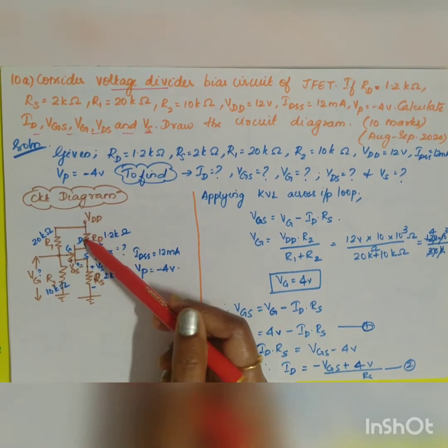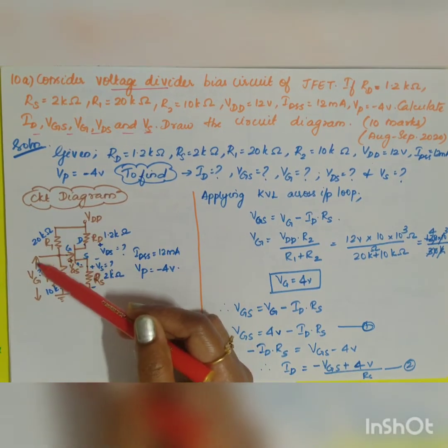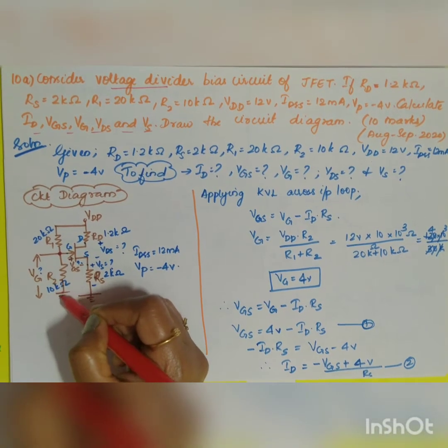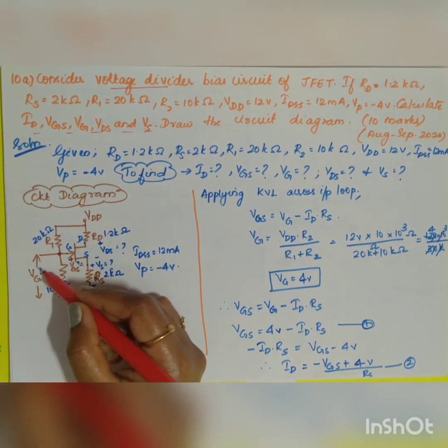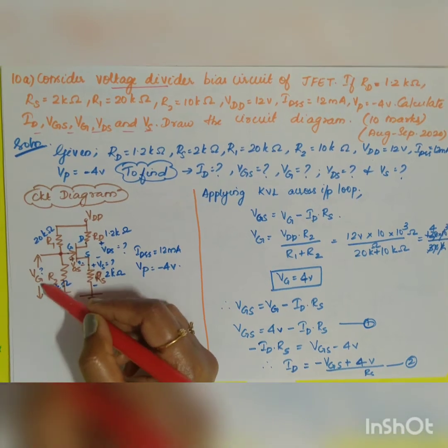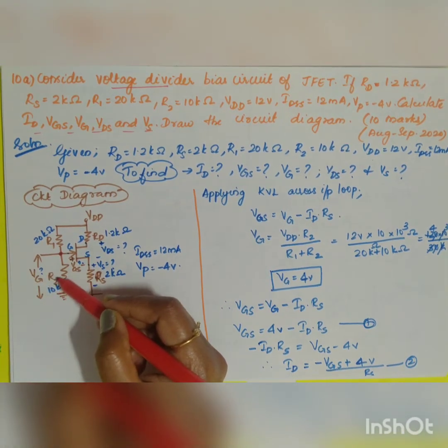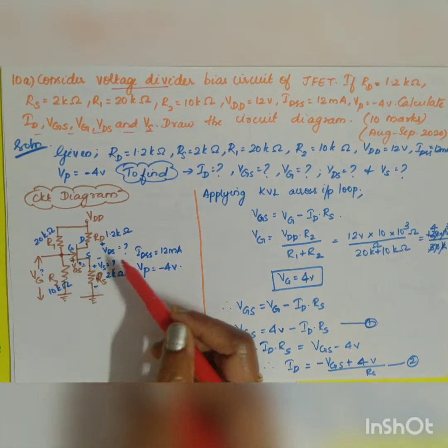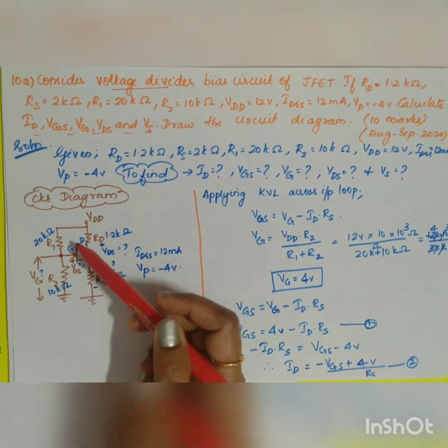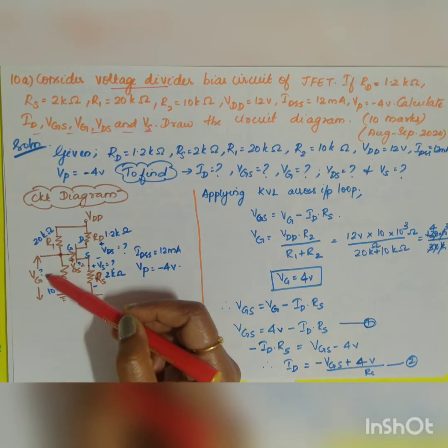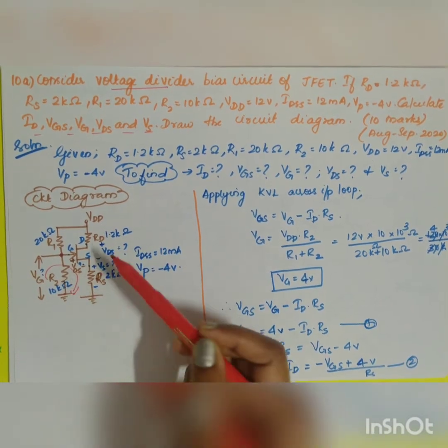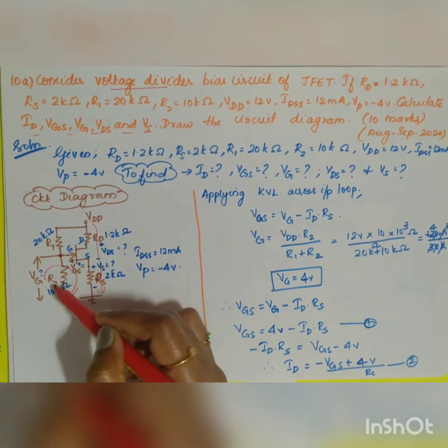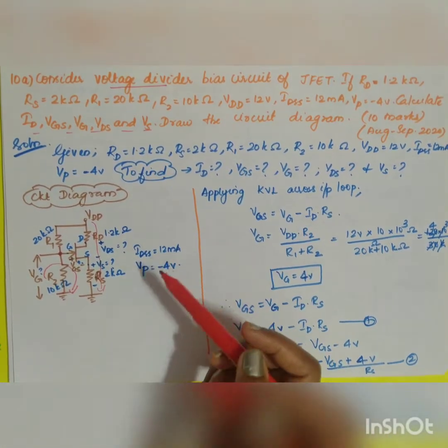Okay, and the supply will be connected to your RD and R1, and at the junction with R2, the voltage across R2 is taken as your VG, that is your gate voltage. So how can you find out your VG? By applying the voltage division rule, you can find out your VG. Now, first we can apply the input loop equation. So this will be your input loop and this is your output loop. These are the two loop equations which you are going to apply.